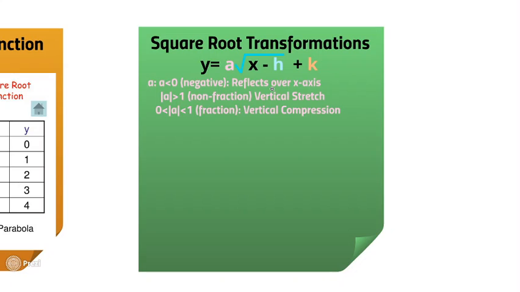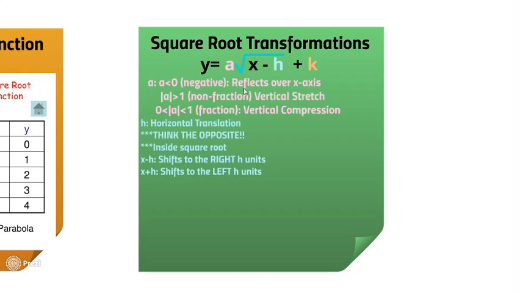I usually imagine a rubber band. If you take a rubber band and stretch it vertically, it gets more narrow and stretches upward. So your square root function will stretch away from the x-axis, which will make it stretch in an upward motion. Okay, and when a is less than 1 and greater than 0, so when it's a fraction essentially, that is when the graph will vertically compress. So the graph will get closer to the x-axis, which will make the graph flatten out.